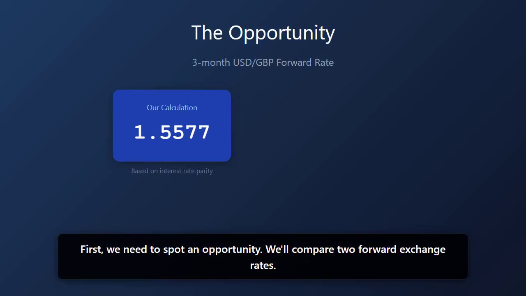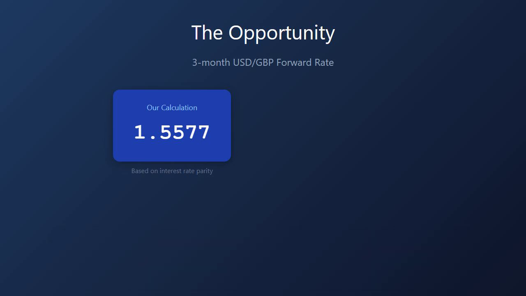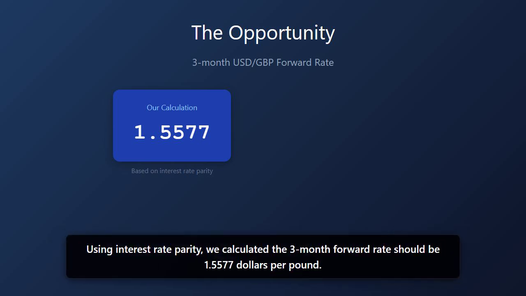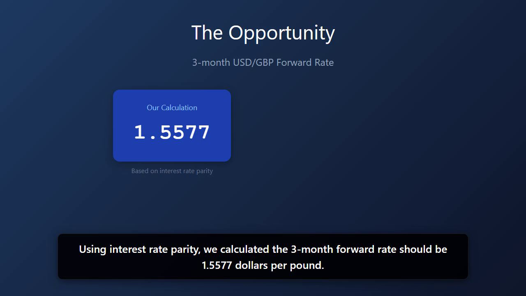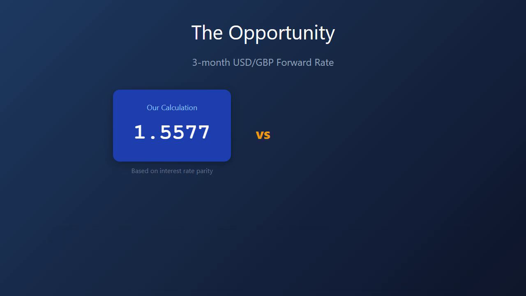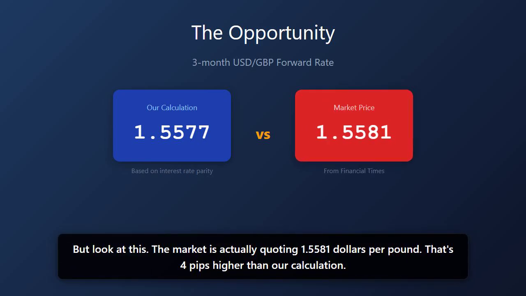First, we need to spot an opportunity. We'll compare two forward exchange rates. Using interest rate parity, we calculated the 3-month forward rate should be $1.5577 per pound. But look at this. The market is actually quoting $1.5581 per pound. That's 4 pips higher than our calculation.